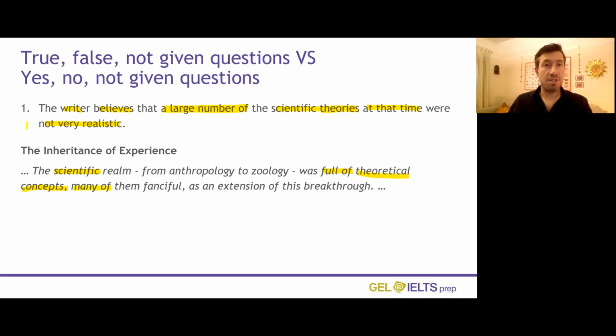And then not very realistic. Here we've got the adjective fanciful. And fanciful and not realistic have the same meaning. So we can see that all the parts of this sentence are paraphrased in the text. So is it yes, no, or not given? It's a yes, because all of it is paraphrased. So it's exactly the same process as with the true, false, not given. The only difference is that it's about the writer's opinions or people's opinions.